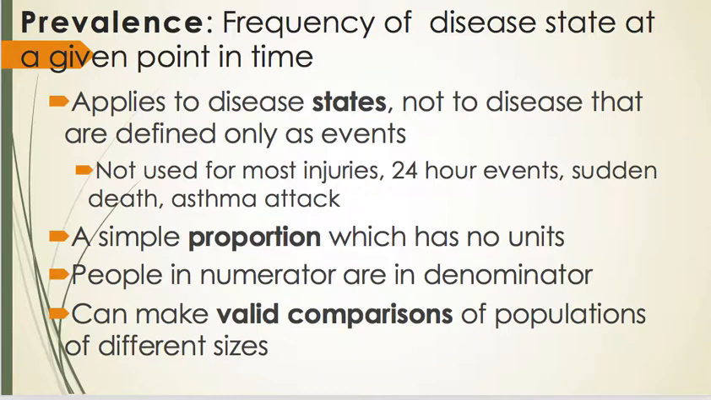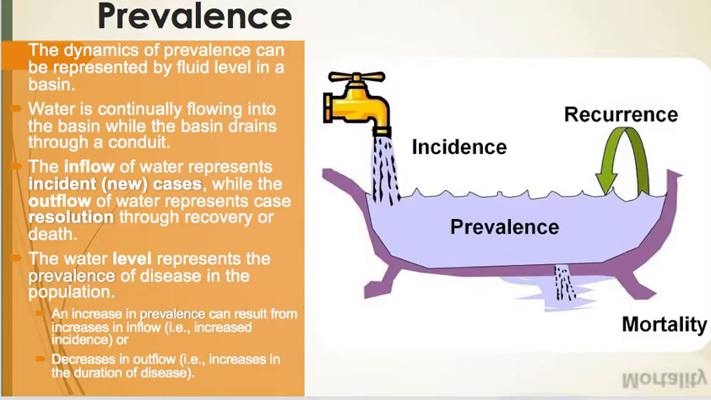We use a simple proportion, again, the numerator over the total population at risk, or an average population at that point in time. So it has no units other than percentages. The people in the numerator are also in the denominator, and because the denominator is the population at risk, we can make a valid comparison of different populations of different sizes, because it's simply the proportion within that population, and then we can make a valid comparison this way.